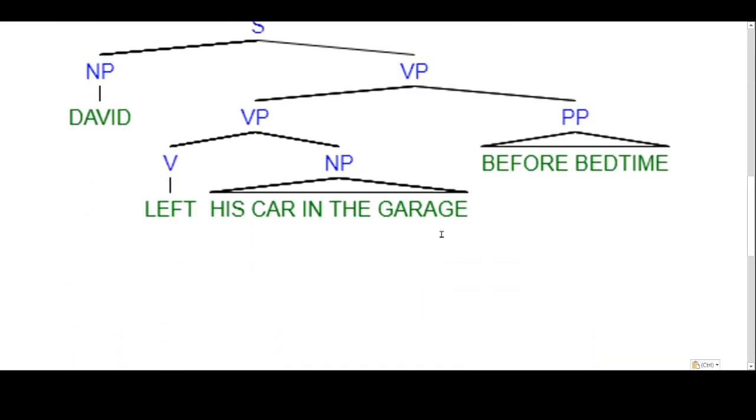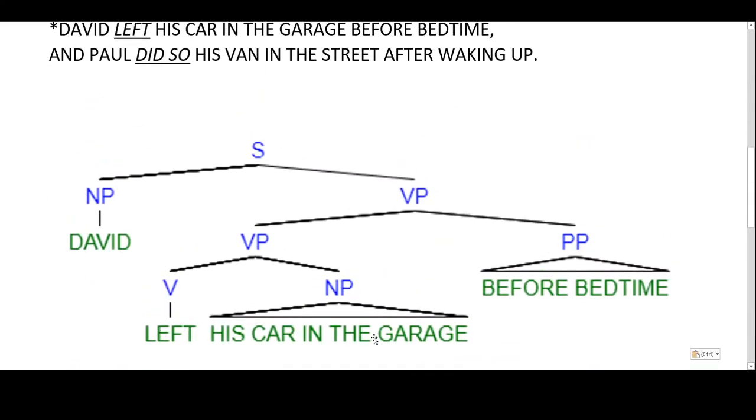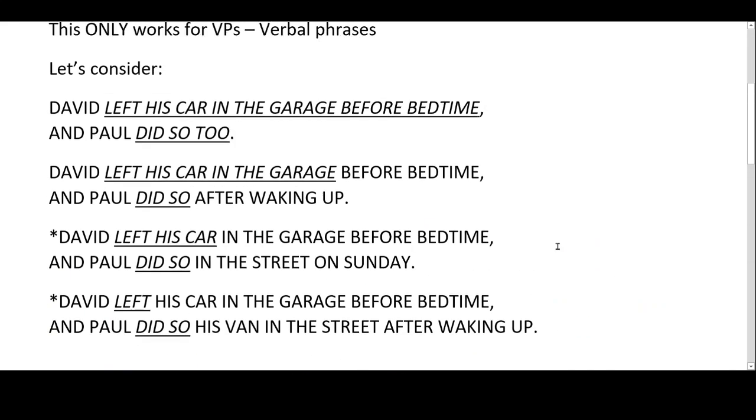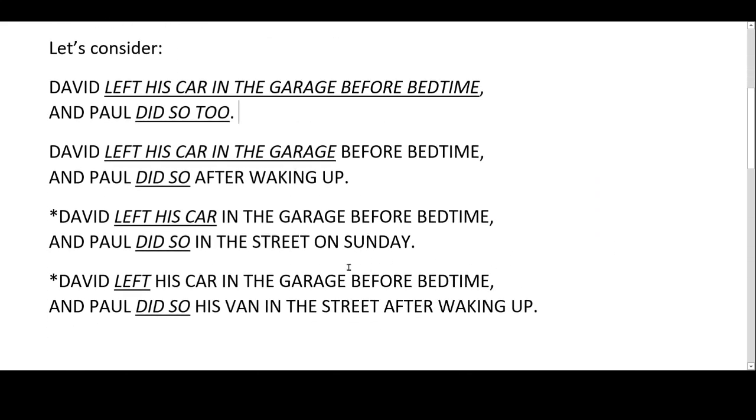Let's have a look at the tree. And look, left his car in the garage before bedtime, that all comes under one node, this VP node. So therefore, that is a constituent. Okay, cool. Let's try this one.